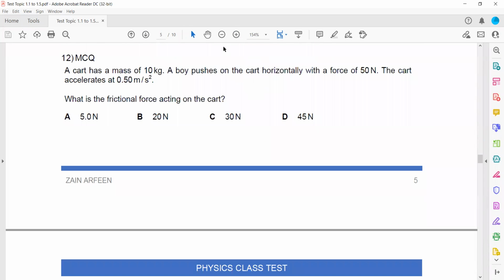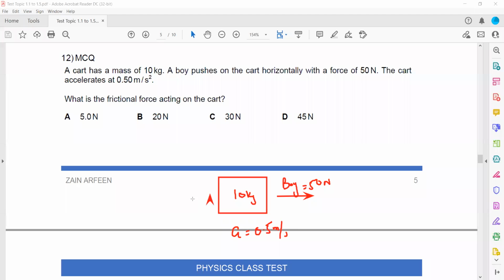A cart has a mass of 10 kilograms. A boy pushes the cart horizontally with a force of 50. Like for example, the boy is pushing with a force of 50. This is the force of the boy. And the acceleration of this trolley is 0.5 meters per second squared. We have to calculate the frictional force, the force which is opposing the motion.